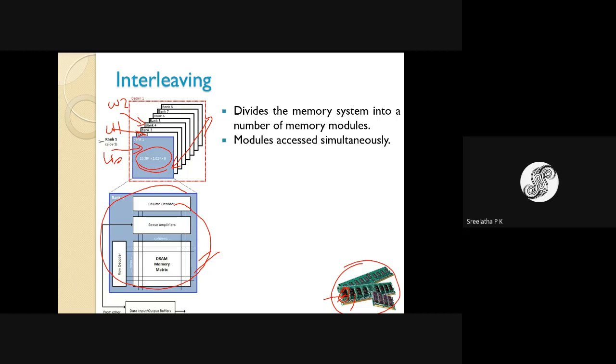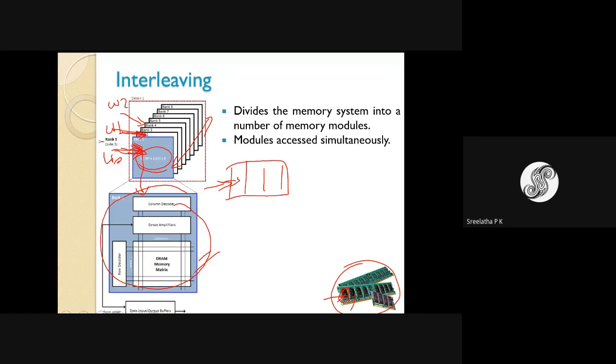Fine. So here, one block has different words. These words are stored in different modules, and these modules are accessed parallelly. So you can see here word 0 is accessed, that is, a particular location in memory is accessed. While retrieving this data, the next location can be accessed.